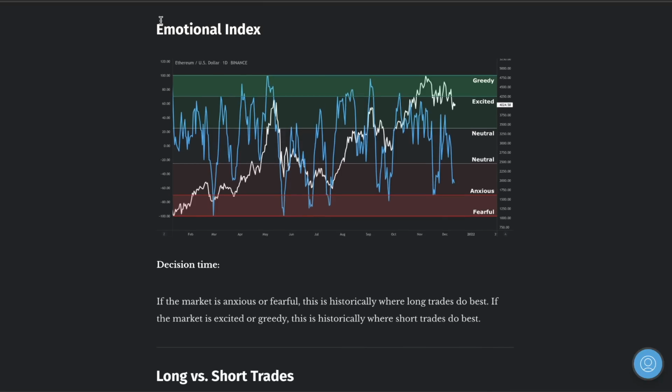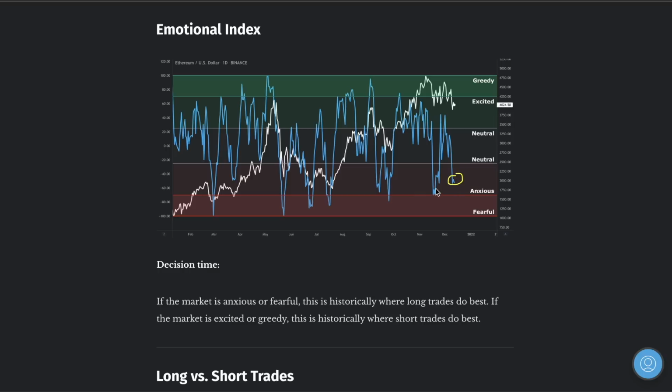Okay, emotional index of the market. The price action is in white, and the metric value is in blue. When the blue line moves around, that shows you the actual sentiment of the emotional market. We are sitting right now in this anxious section.